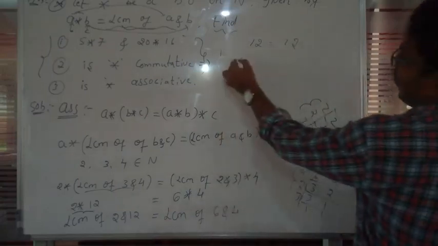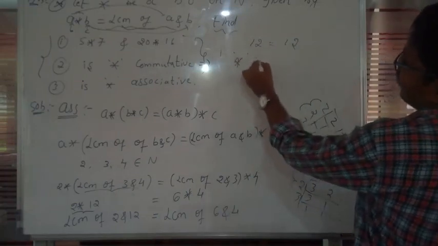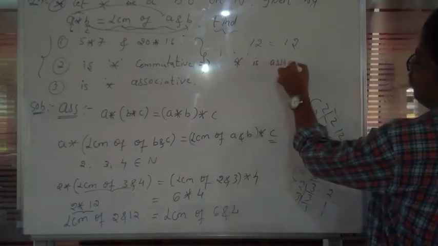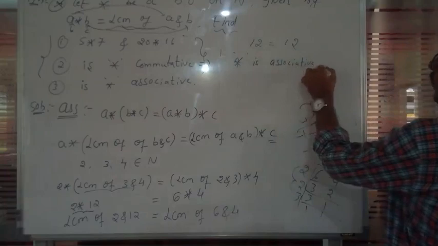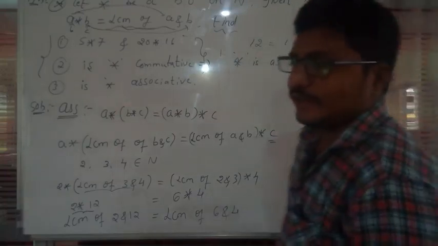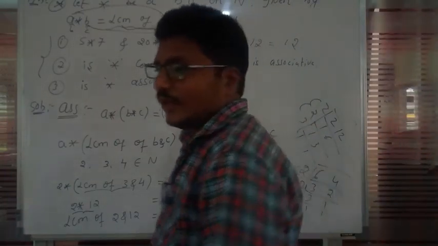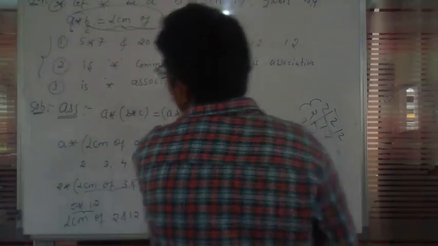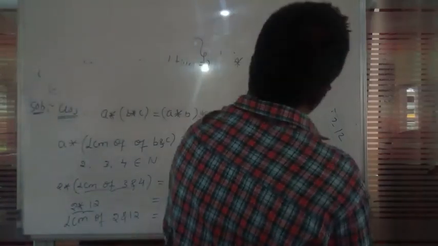So star is associative. The associative property is satisfied. Okay, I will give another very simple problem.